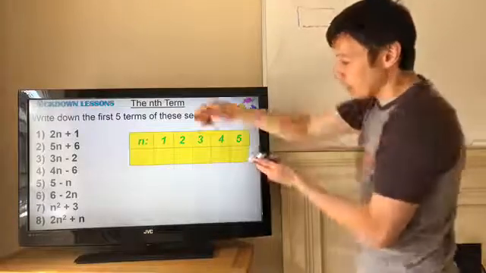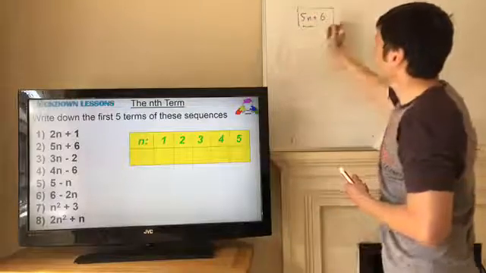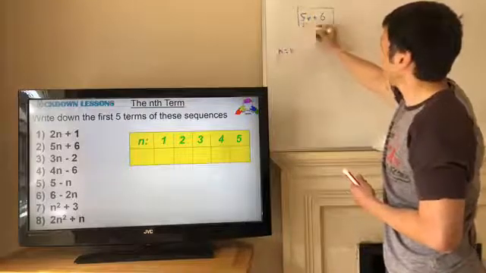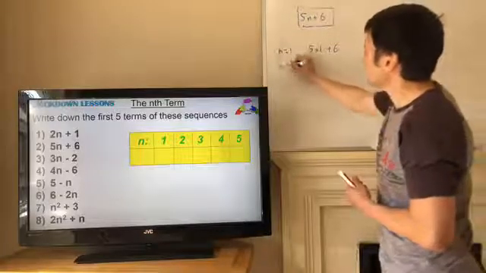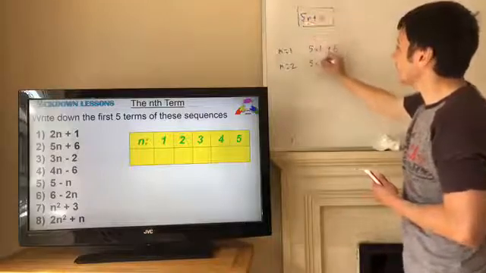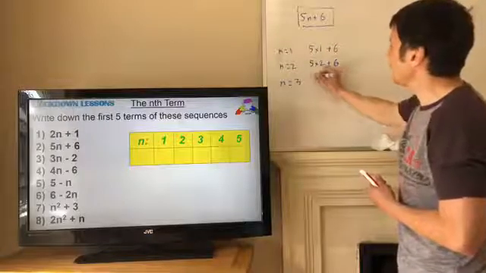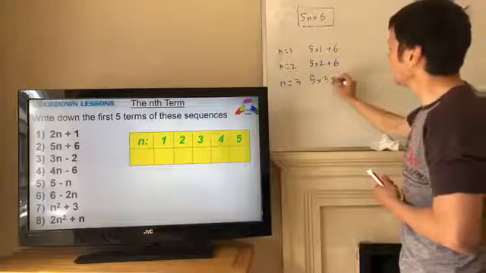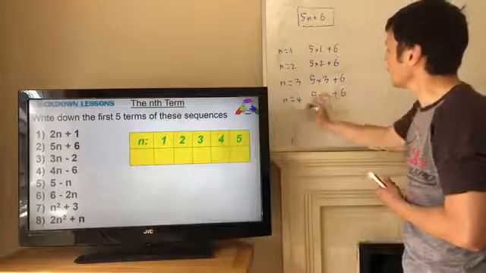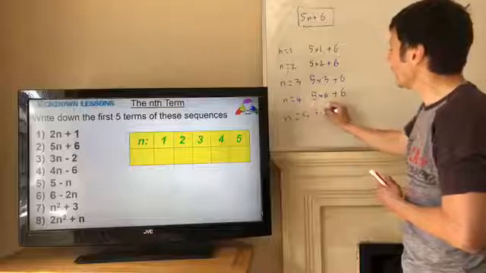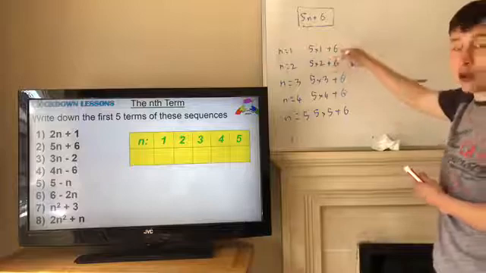Okay, I'm just going to go through the second one again. So the second one, 5n plus 6. When n is 1, I'm going to do 5 times 1 plus 6. When n is 2, I'm going to do 5 times 2 plus 6. When n is 3, I'm going to do 5 times 3 plus 6. When n equals 4, 5 times 4 plus 6. When n equals 5, 5 times 5 plus 6. So that's what you're actually doing. Write down that working out if you want to.